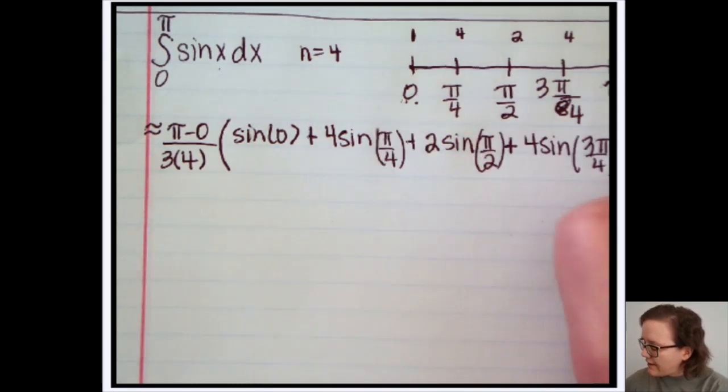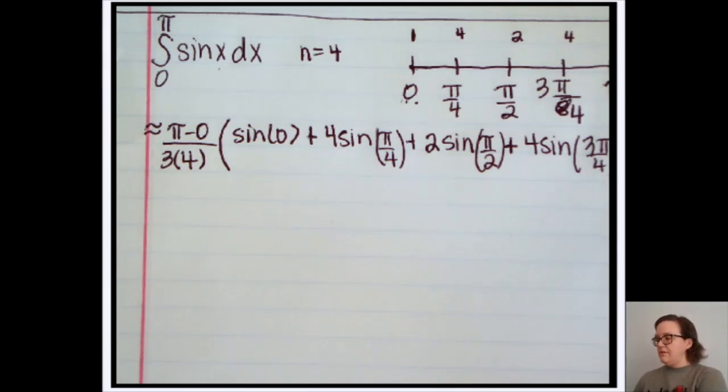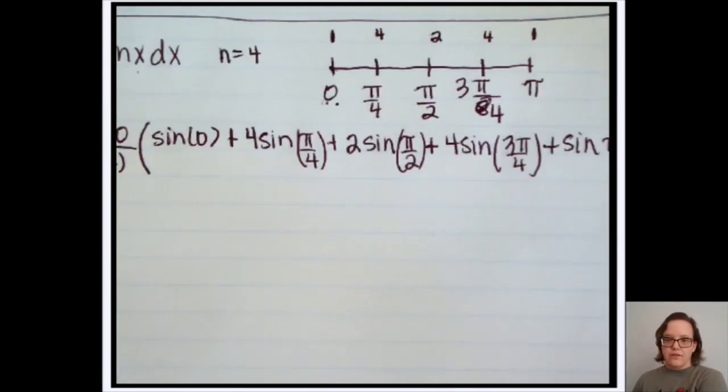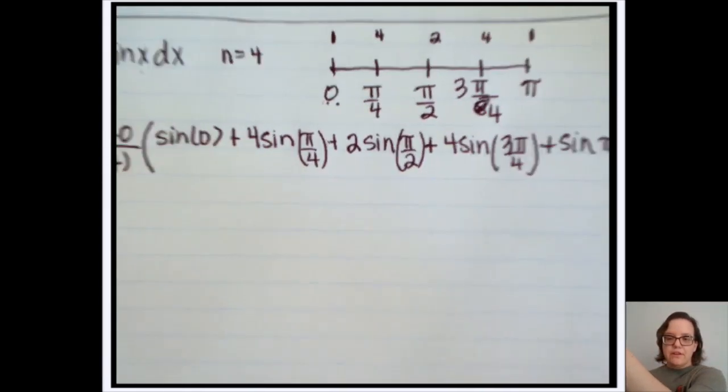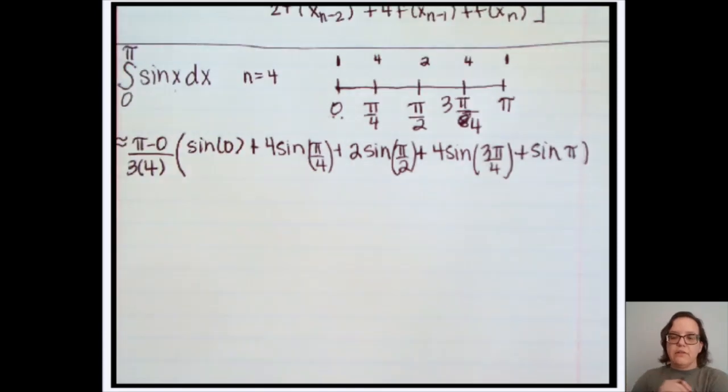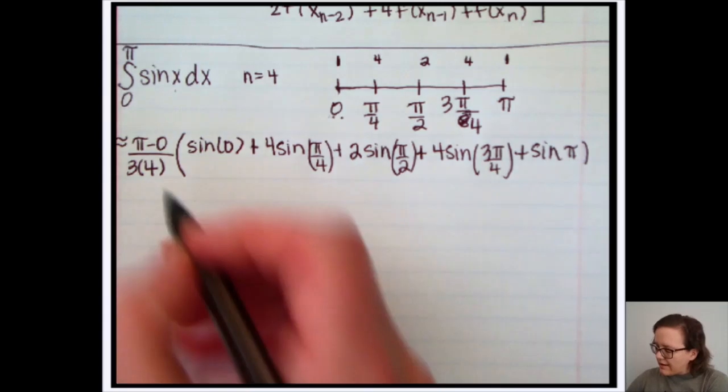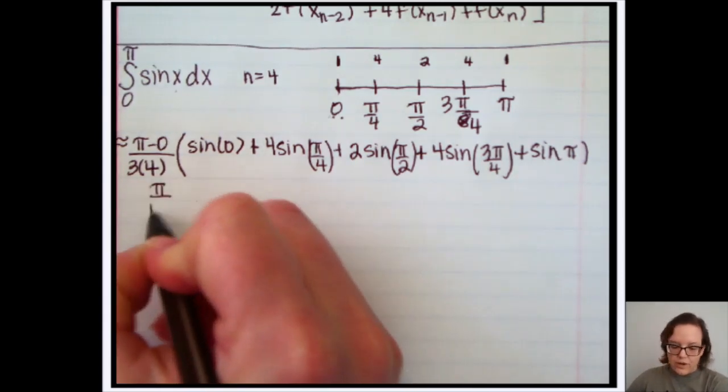And then finally 1 times the sine of pi. Okay. So now you can put this all in your calculator right now. That's perfectly fine. I'm going to simplify it a little bit just to make it look nicer. So this is pi over 12.